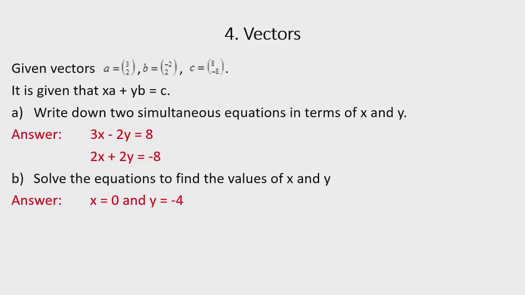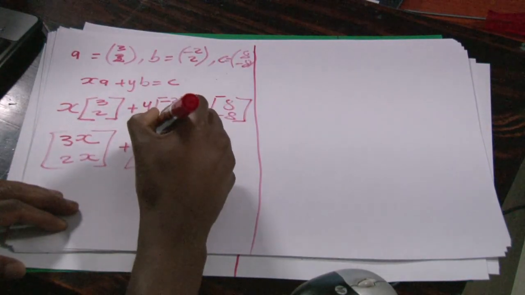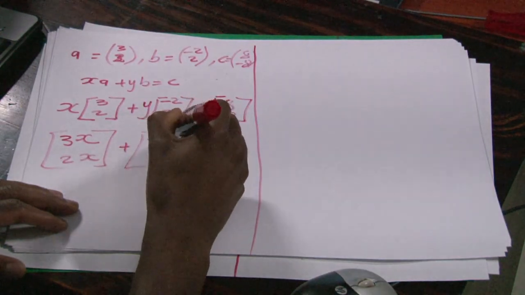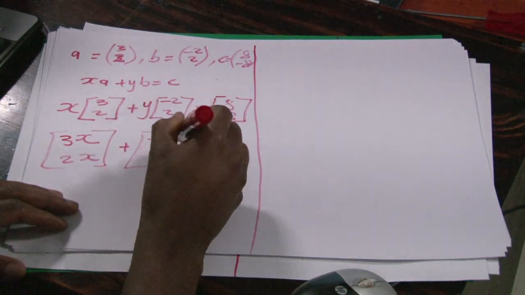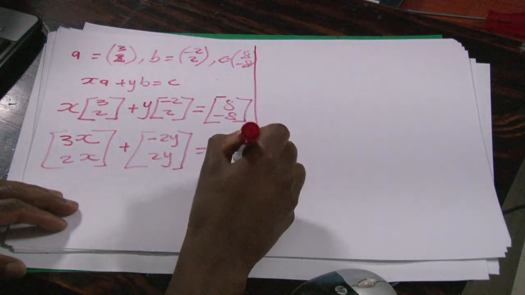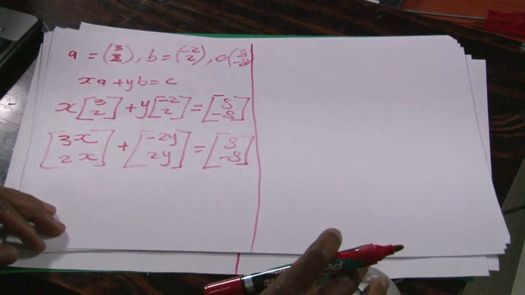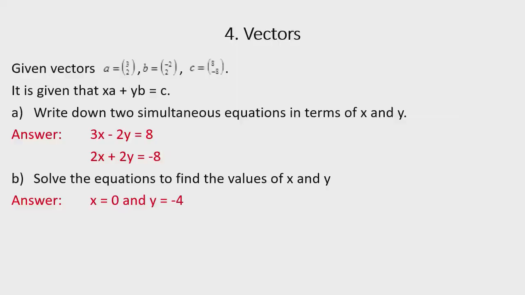Multiply this by X to give you 3X and 2X, plus -2Y. 2Y is equal to 8, then -8. But the question says write down two simultaneous equations in terms of X and Y. So now, two equations in terms of X and Y.